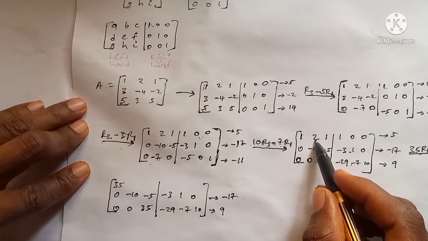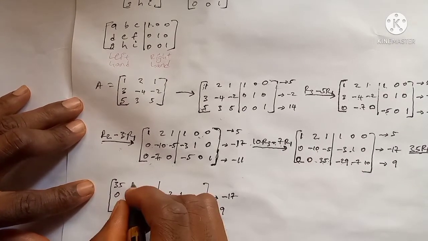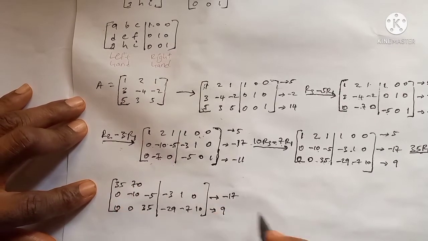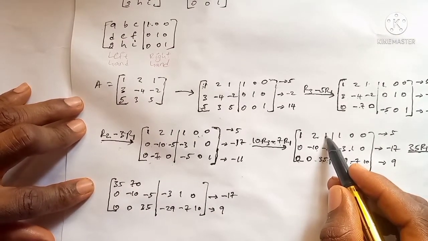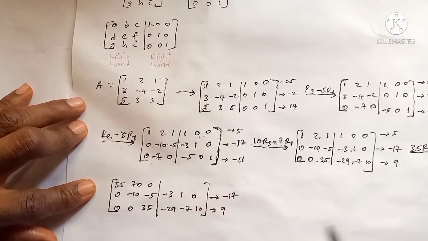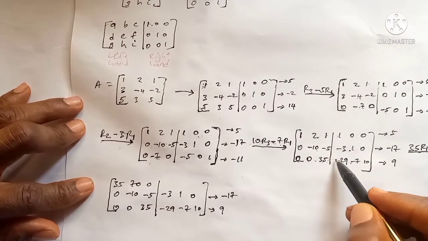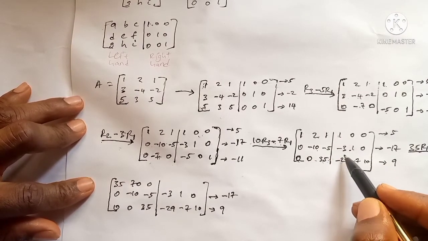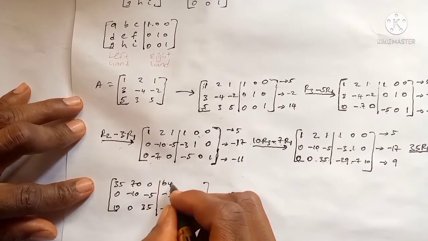35 times 2 is 70. 70 minus 0 will give us 70. Next, 35 times 1 is 35. 35 minus 35 will give us 0. Then 35 times 1 is 35. 35 minus 29, that will give us 35 plus 29, will give us 64.